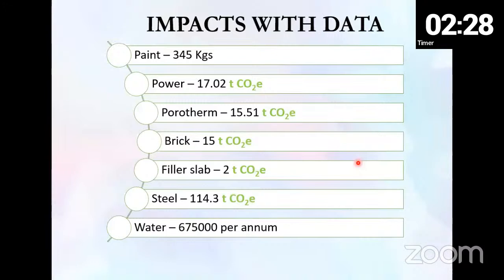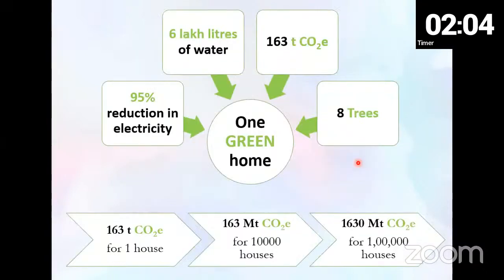For green homes, we don't use paint, and by using that concept we save 345 kgs of carbon dioxide. If you use Porotherm blocks, we have no need for plastering. Filler slabs, as I explained, reduce 2 tons of carbon dioxide by not using steel. Instead, if you use bamboo, 114 tons of carbon dioxide we can save. Yes. By one green home we can reduce 163 tons of carbon dioxide, 6 lakh liters of water and 8 trees. Along with that, we can reduce electricity by 95%.